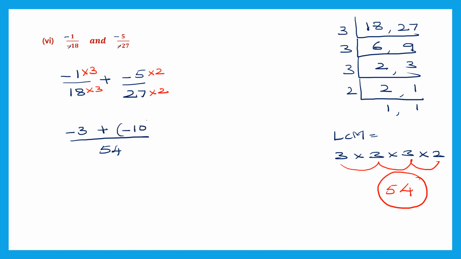So we have minus 10 here and minus 3 here. Signs are the same. So we put the same sign and we add. 3 plus 10 is 13 and the denominator is 54. So what is our final answer here? Minus 13 by 54.